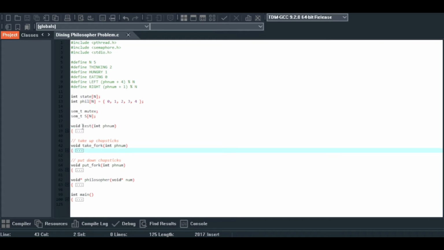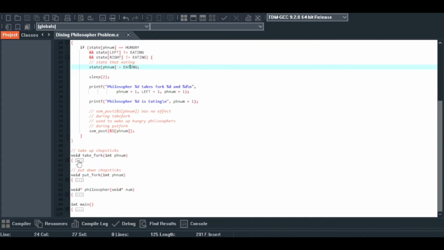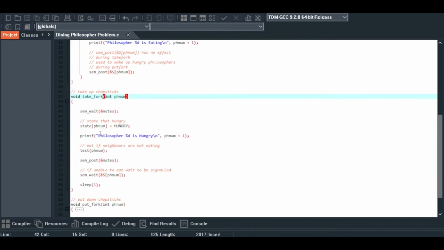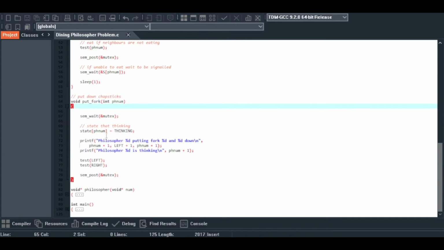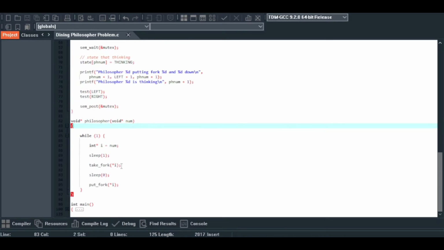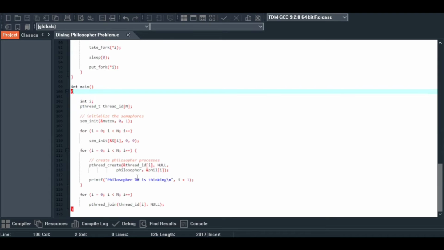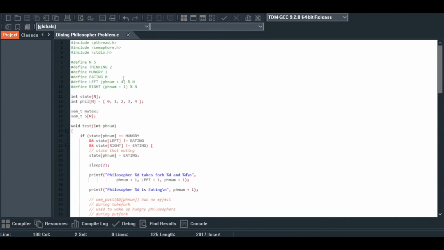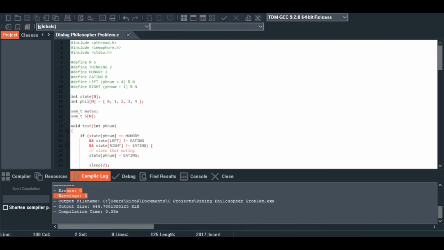So here we have the test function, the take fork function, the put fork function, the philosopher function, and here is our main. Let's see this program in action. First we have to compile it. There are no errors or warnings, so it's a success. Let's run this code now.